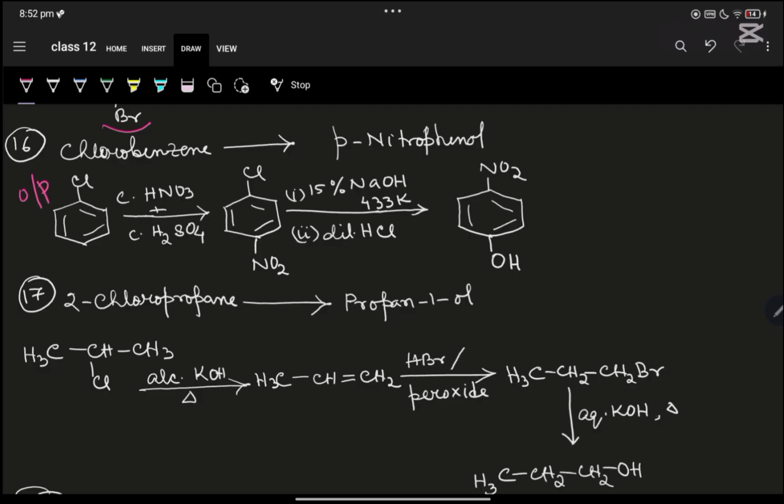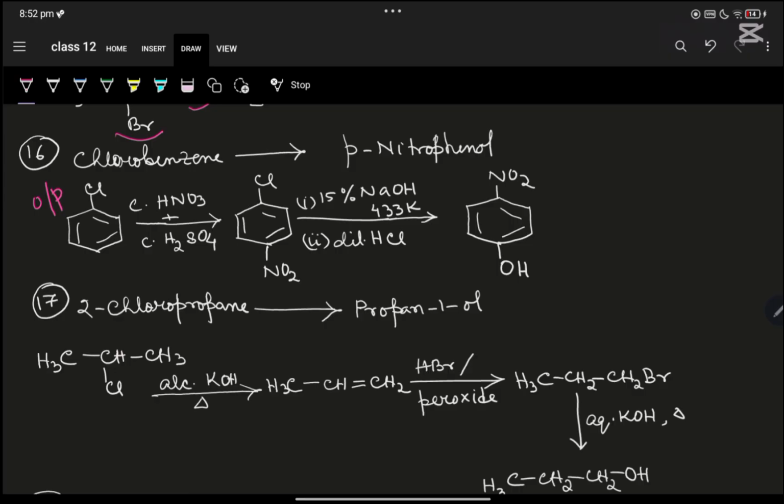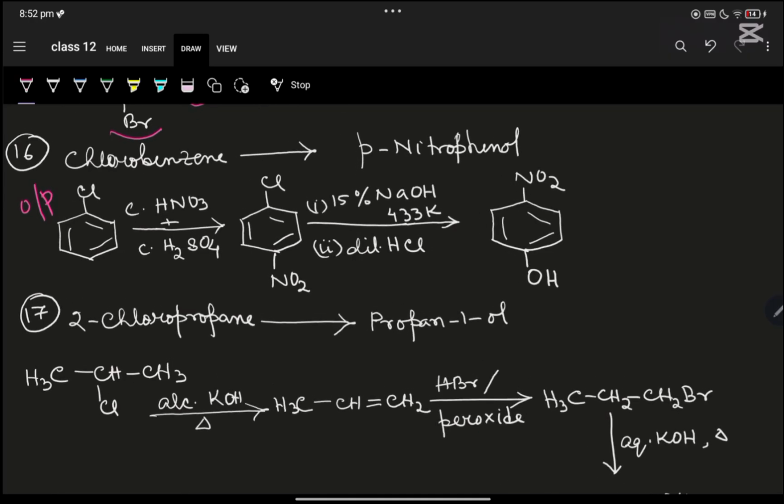So please understand one thing, Dow's process is not a very favorable process. You need very high temperature, 623 Kelvin, and 300 atmospheric pressure. Moreover, chlorobenzene is less reactive. So for that reason, you need that drastic condition.